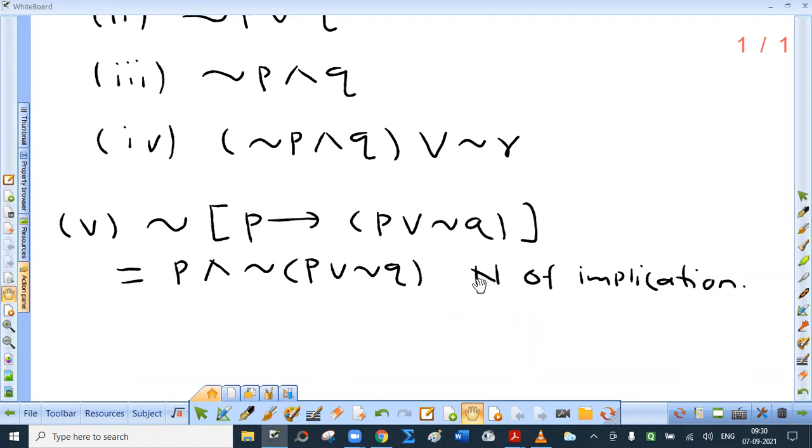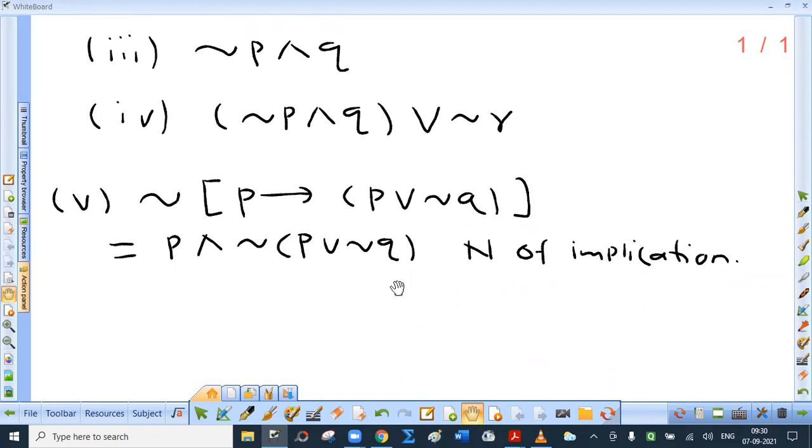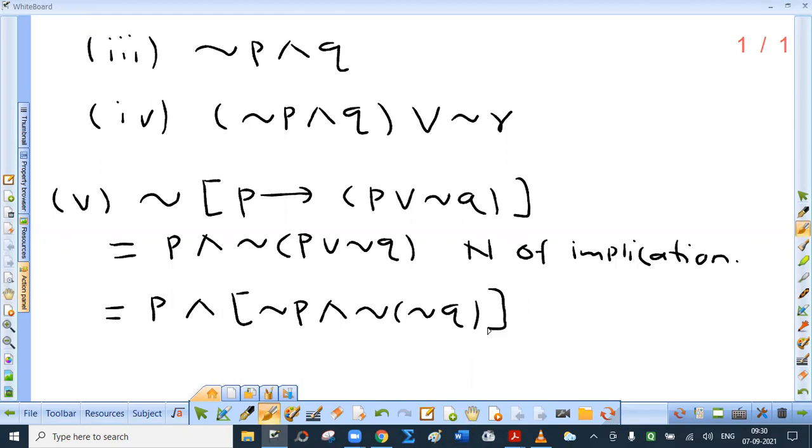It is better if you write the word negation completely because N is not the standard short form of that. So this is negation of implication. Start writing. Then comes negation of disjunction. So it is P and, make use of brackets, not P and not Q. Reason? Negation of disjunction.